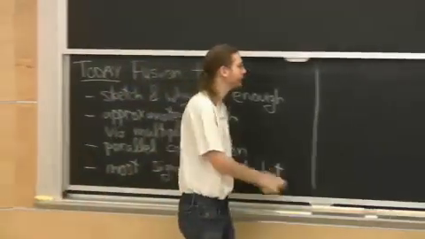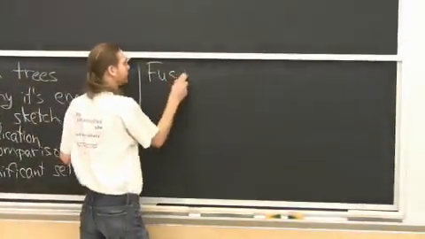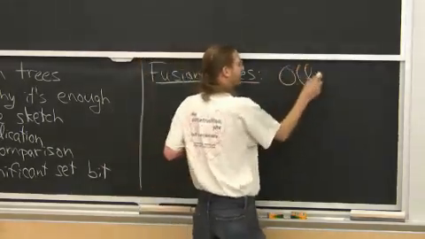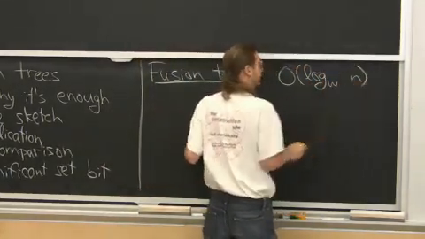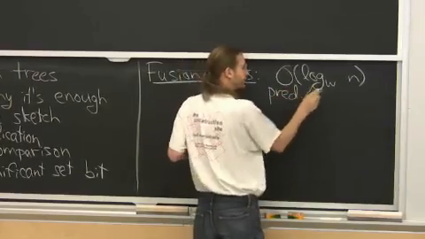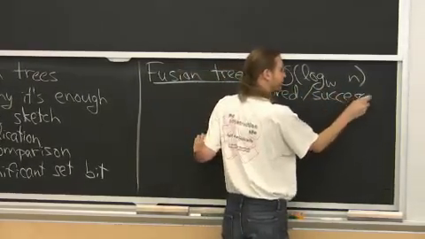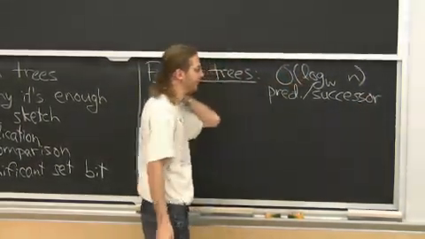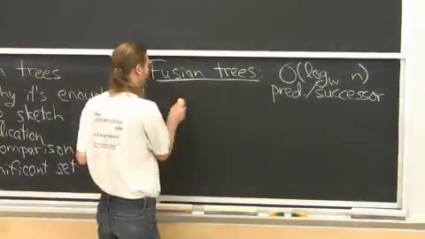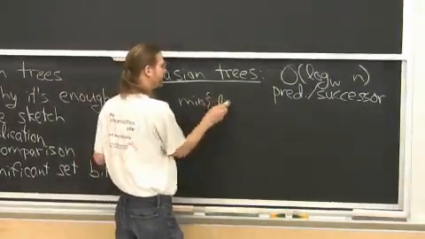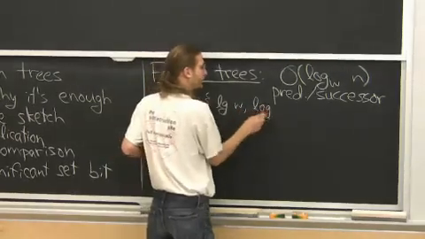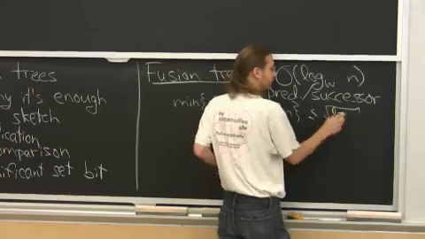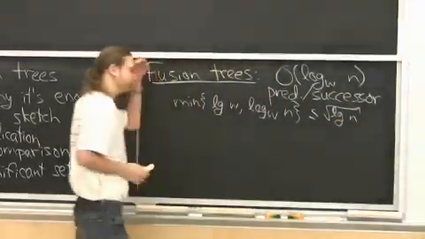What do fusion trees give us in the end? Basically, the goal is to get log base W of n predecessor and successor. So we're again talking about the predecessor problem. We did log W last time with van Emde Boas and y-fast trees. So with the two of them together, we get log W and log base W of n. The min of those two things is always at most root log n, but sometimes much better than that.